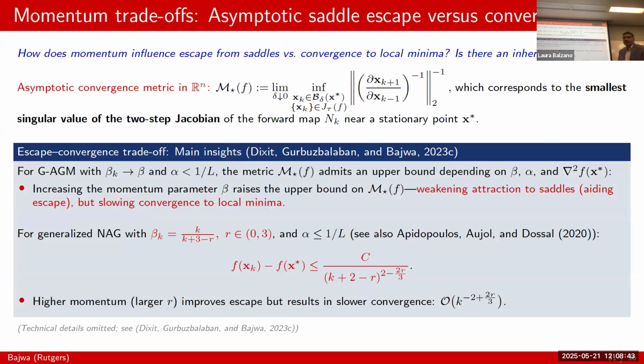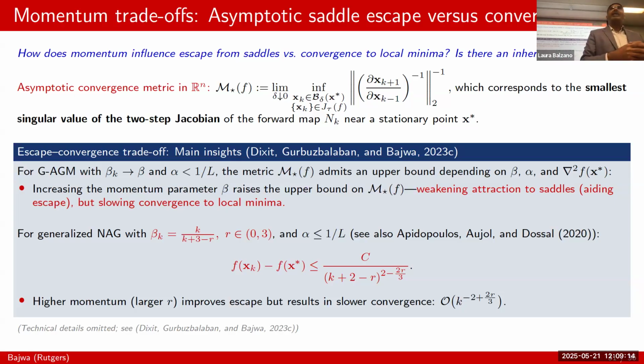We have a lot of other results that we can talk about, but one of the key results is that higher momentum, right? So we looked at this generalization of Nesterov's accelerated gradient using the momentum of k over k plus 3 minus r. Increasing r makes you higher momentum. What it shows is that actually higher momentum leads to faster escape, but at the expense of slower convergence to a local minimum. So there is this trade-off between the two things, okay?